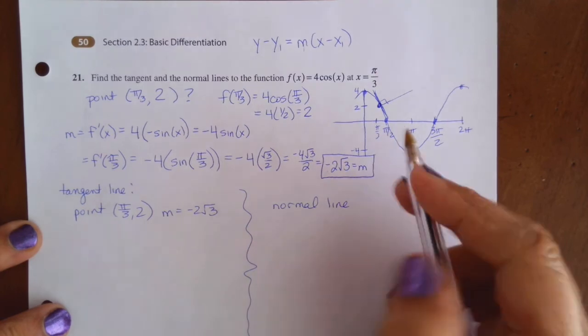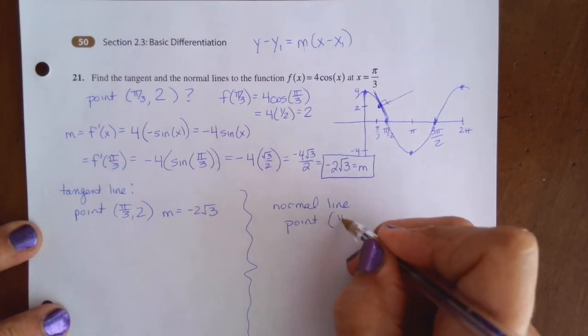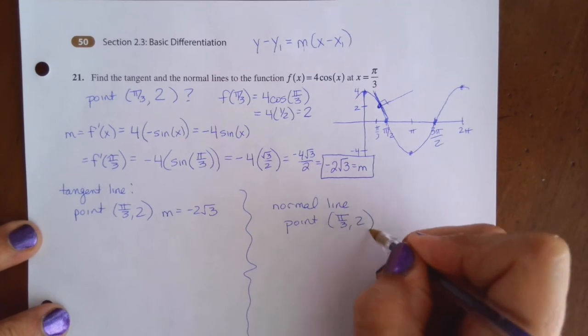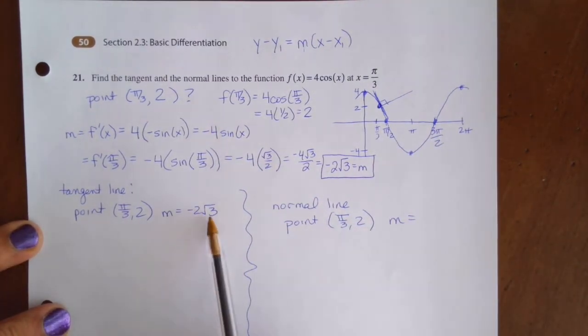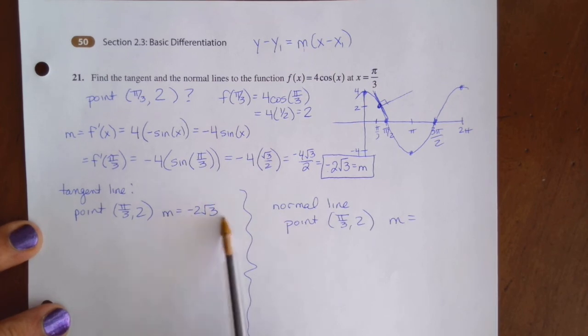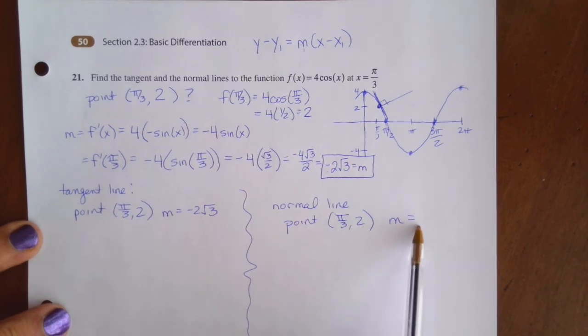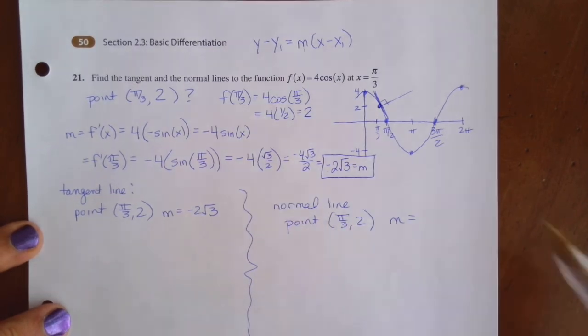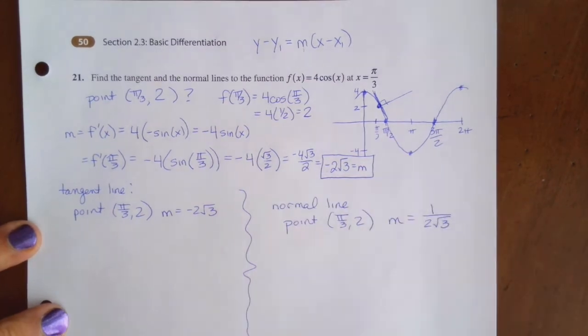So, same point, right? Same point, but how do I find the slope of a line perpendicular? Remember, it's the negative reciprocal of this. So if the slope of the tangent line is negative 2 square root of 3, then the slope of the perpendicular line would be positive 1 over 2 square root of 3, right?